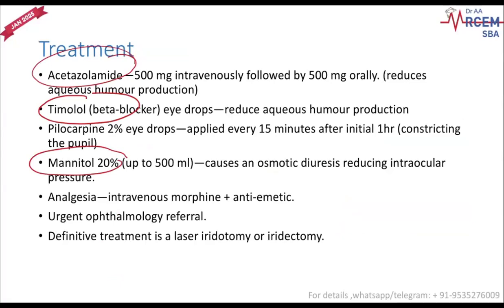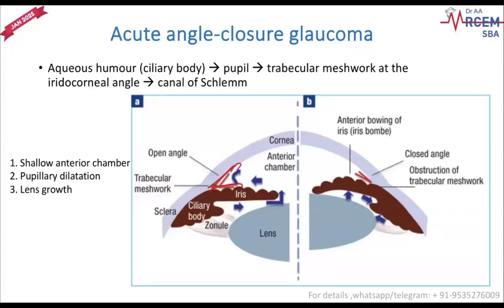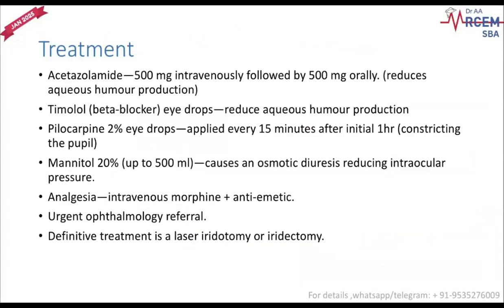After 1 hour of starting the initial treatment, then you can start giving them pilocarpine. Okay, it basically causes constriction of the pupil. Constriction of the pupil, what will happen? This will open up the angle here. Constriction of the pupil will result in opening of the angle, trabecular meshwork angle here. That will help to drain it. It is useless to give it in the initial 1 hour.